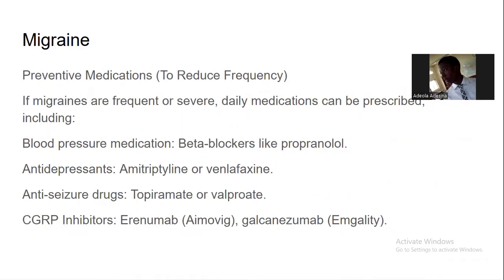Now, to prevent migraine, for people who usually have migraine and you want to prevent them, we use blood pressure medications like propranolol. We can use antidepressants like amitriptyline. We can use anti-seizure drugs like topiramate and CGRP inhibitors like erenumab. But don't forget that these preventive medicines are supposed to be prescribed by the pharmacist only.